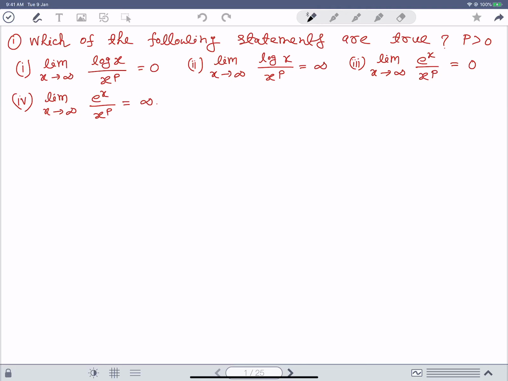So, first of all just read this problem. It is written: which of the following statements are true? First of all we choose p bigger than 0 and we have to find the limit. The first one is log x by x to the power p, and the second one is again the same. The first one says 0, the second one says infinity, and the third one is e to the power x divided by x to the power p, and the fourth one is the same one, and again the limit is either 0 or infinity.